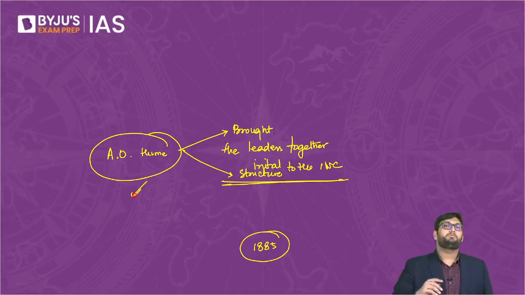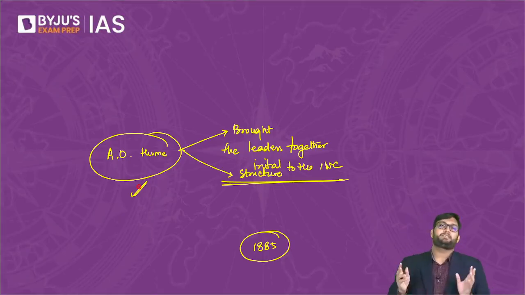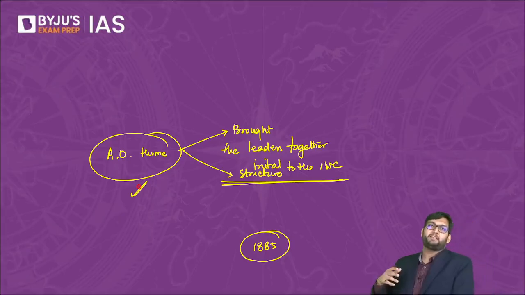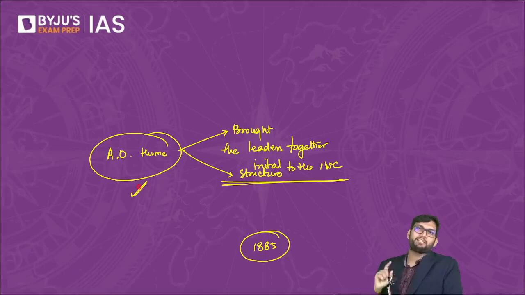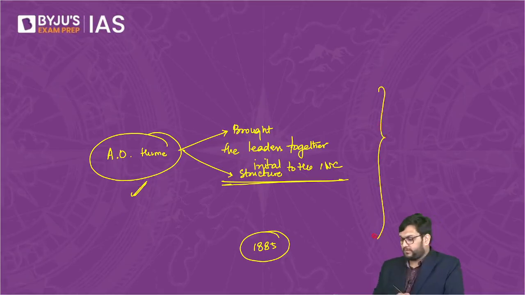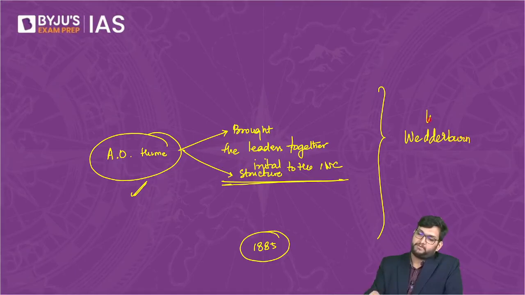So now, there's a question: what was the intention of A.O. Hume? Allan Octavian Hume is considered, though a liberal, to have seen the real face of the British in 1857 and thereafter, so he lost faith in the British. But there's one theory which his biographer pushed. After the death of A.O. Hume, his biography was written by a person called William Wedderburn.